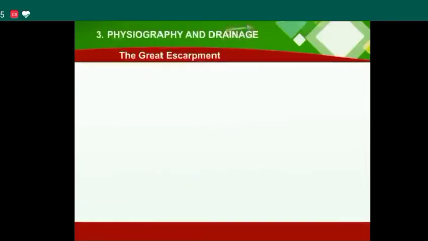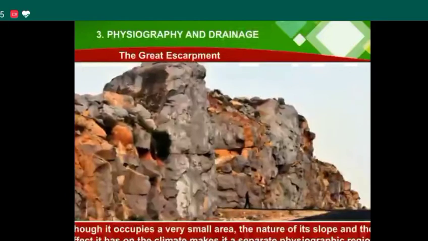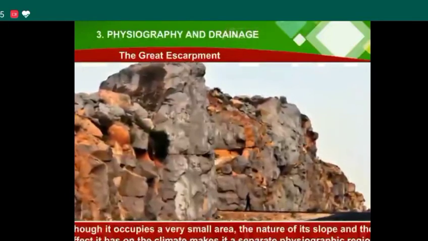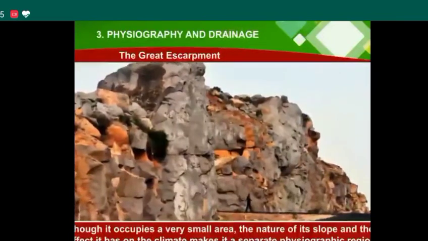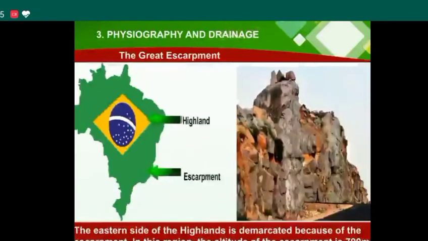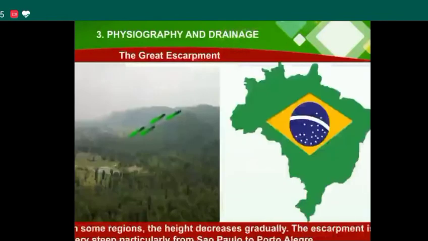The Great Escarpment. Though it occupies a very small area, the nature of its slope and the effect it has on the climate make it a separate physiographic division. The eastern side of the highland is demarcated because of the escarpment. In this region, the altitude of the escarpment is 790 meters. In some regions, it is the highest.